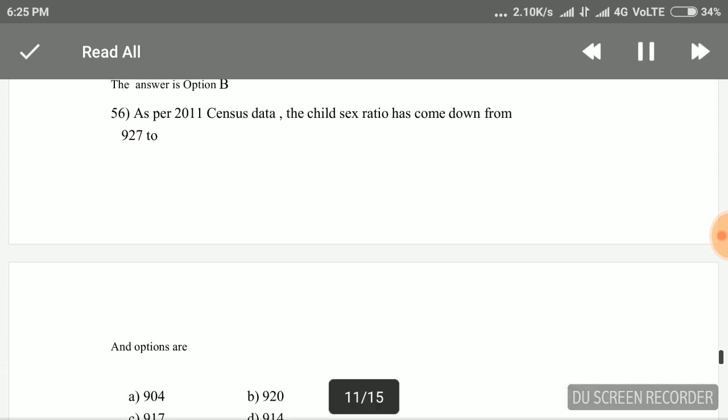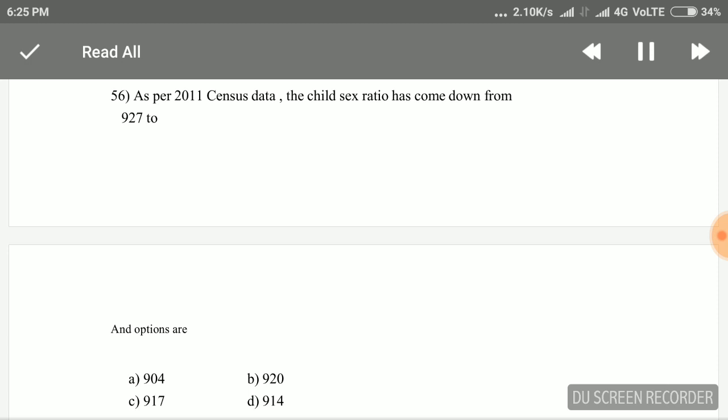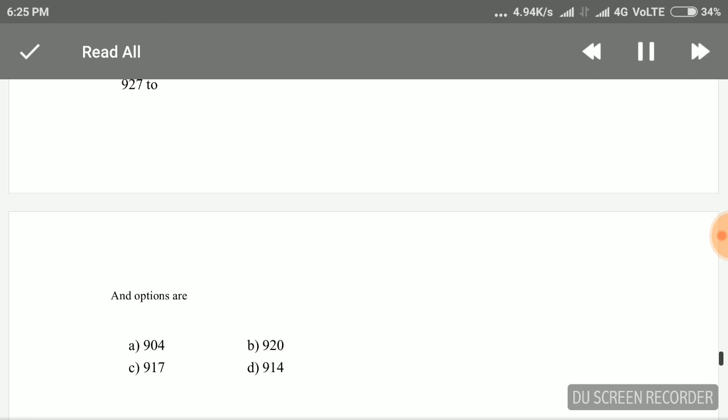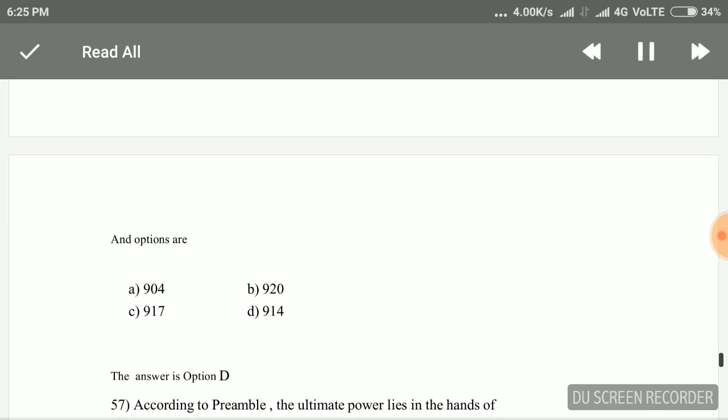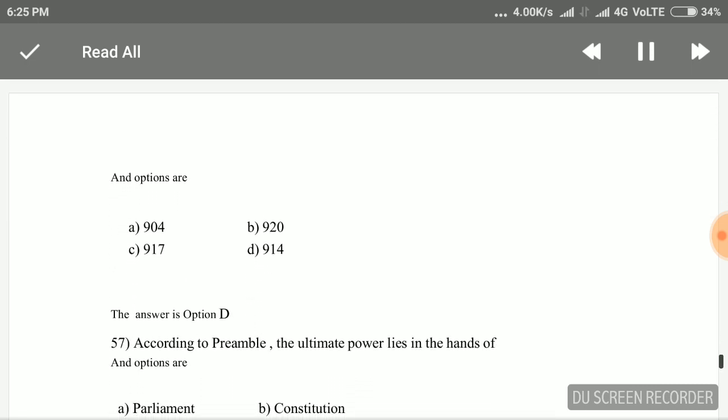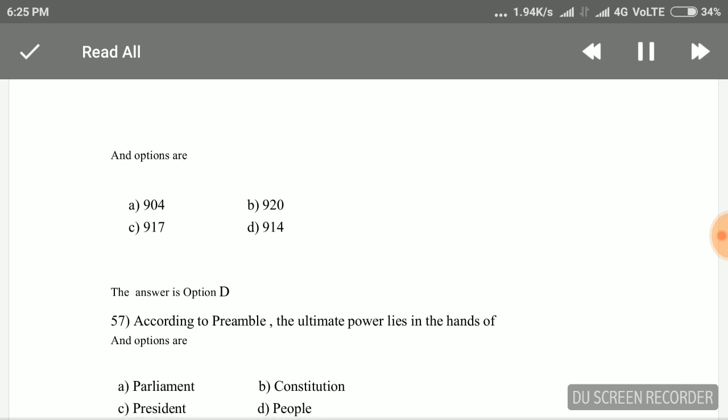56. As per 2011 census data, the child sex ratio has come down from 927 to. And options are A. 904, B. 920, C. 917, D. 914. The answer is option D.